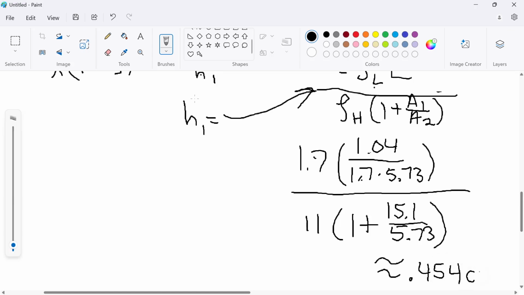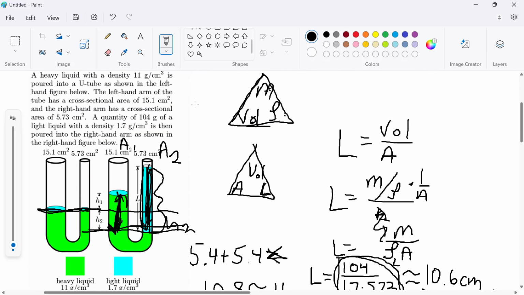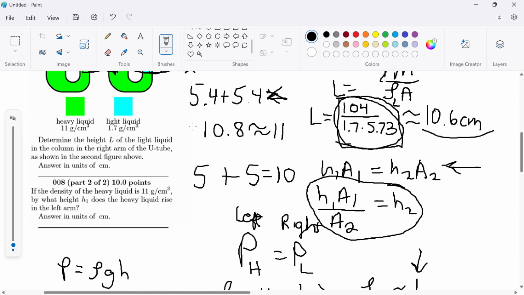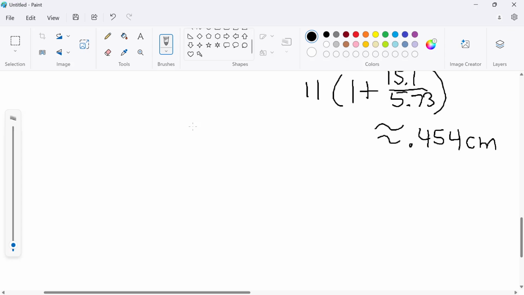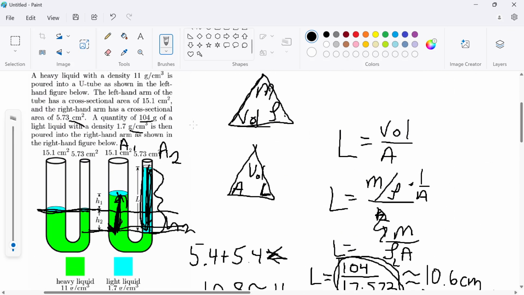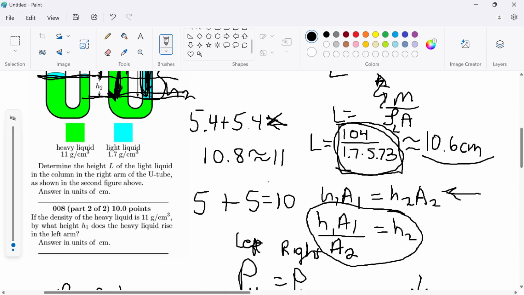Approximately 0.454 centimeters. You can write all the units in, but instead I'll just check. The areas are given in squared centimeters, the densities in grams per cubic centimeter, all the masses are given in grams. There's no conversions necessary, so it's in centimeters. So approximately 0.454 centimeters is this little height that the heavy liquid rises, and the height of the light liquid is L, which again is exactly 104 divided by 1.7 times 5.73, but it's approximately 10.6 centimeters.